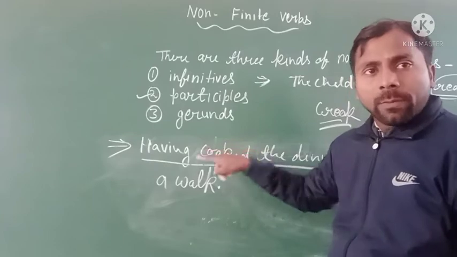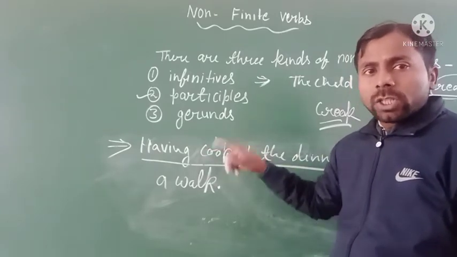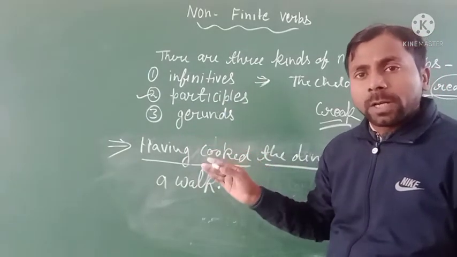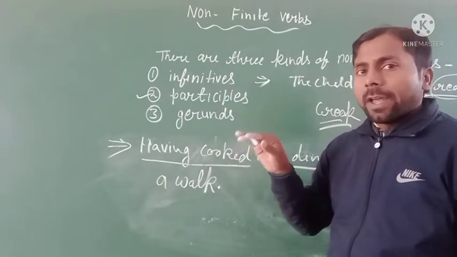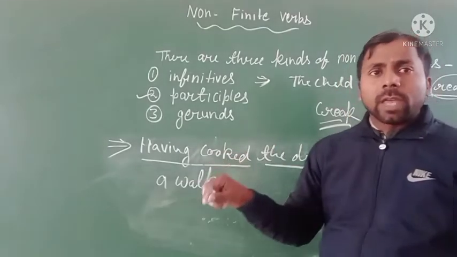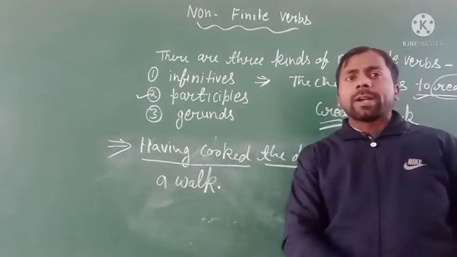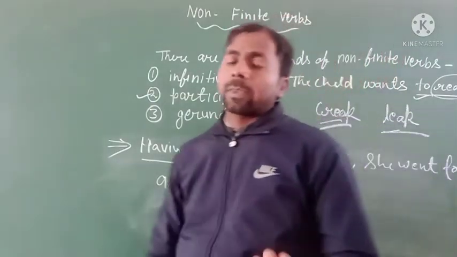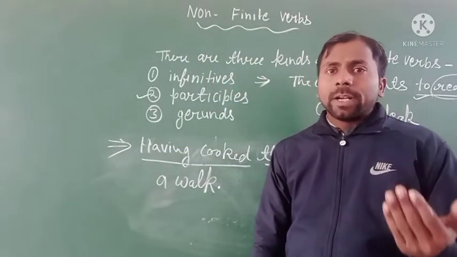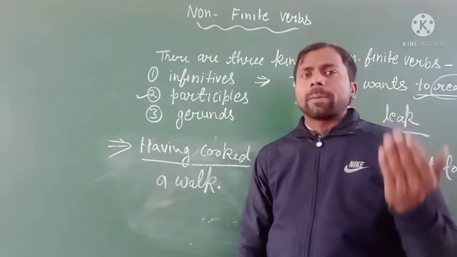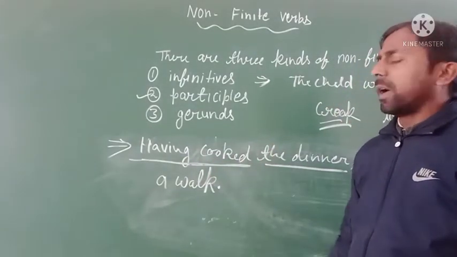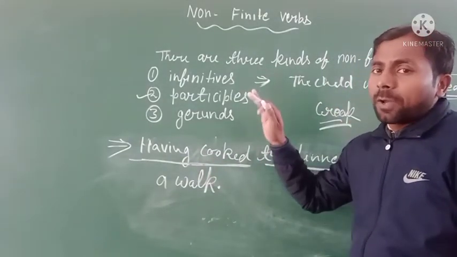Having cooked, having spent, these types of words will be the perfect participle. What kind of participle? Perfect participle, and it represents an action that was completed at some point of time in the past. So this is also a participle word. What kind of participle? It is the perfect participle.